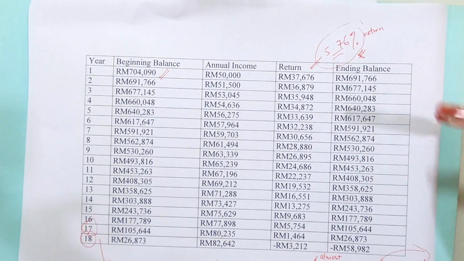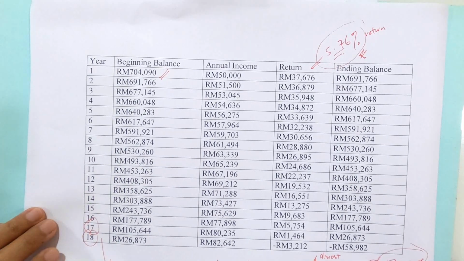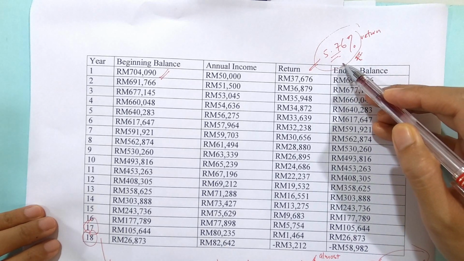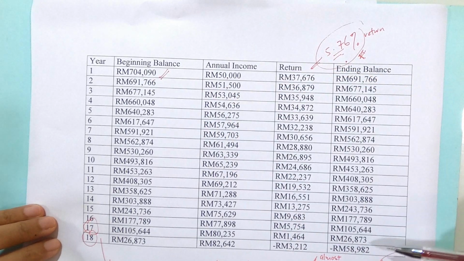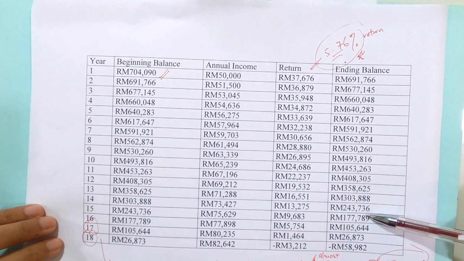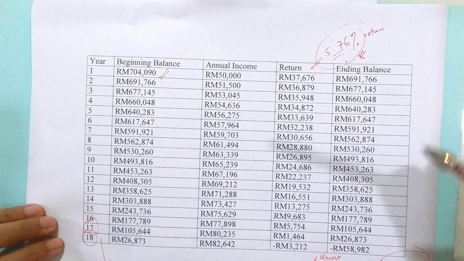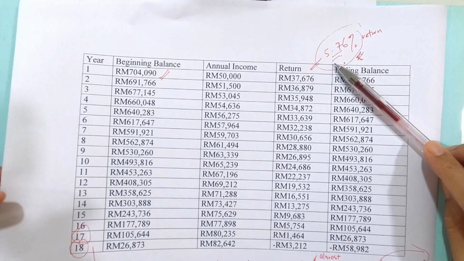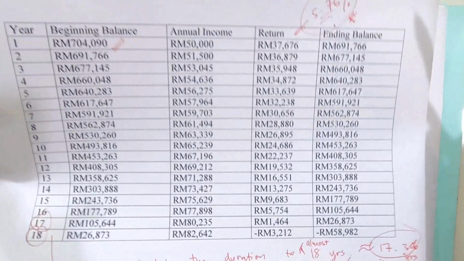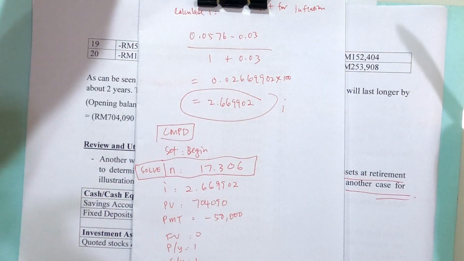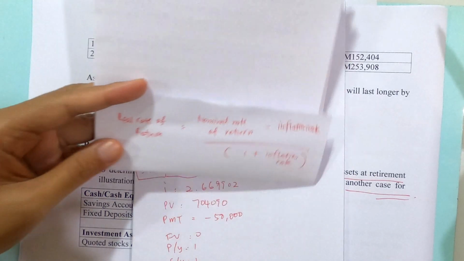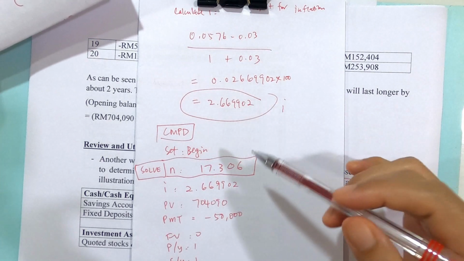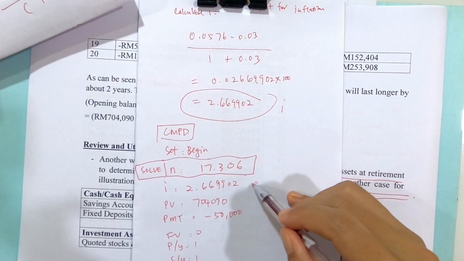All right, how can we calculate this 17.306? We have to understand that yes, we can draw this table, but it takes a very long time to prepare it. The easy way is by using the calculator, taking into account that the return is now 5.76%, after we do the asset reallocation. And obviously, once we want to use the calculator, we have to recalculate the I.